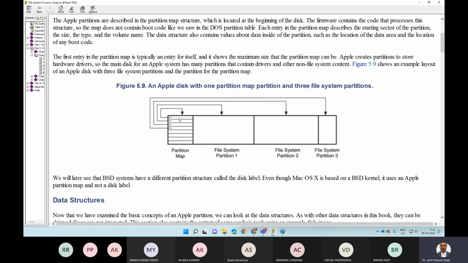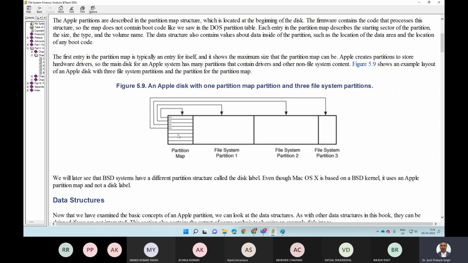In fact, they use the first sector of the disk to keep all the partition information. So there can be n number of partitions, and they maintain a data structure. They have partition 1, 2, 3, 4, 5, 6, 7, 8, 9, 10. This can be a variable length field, so there is no limit on the number of partitions they can keep, with all the partition information.